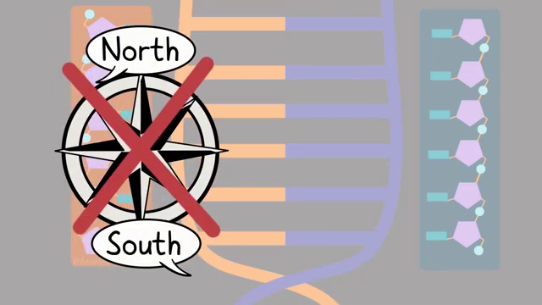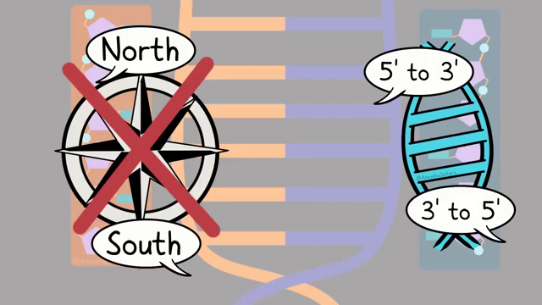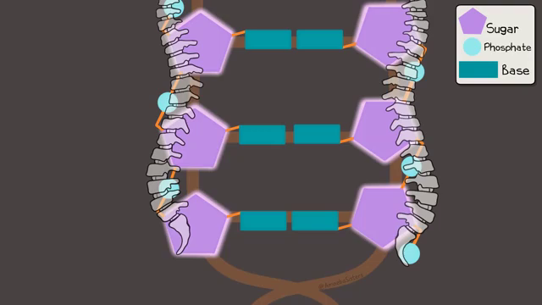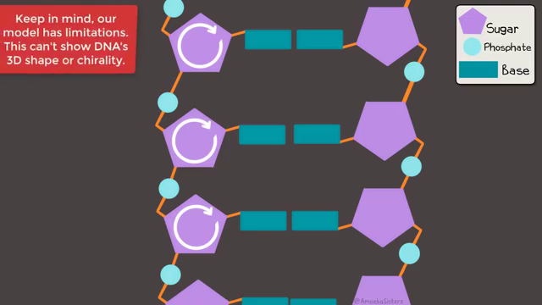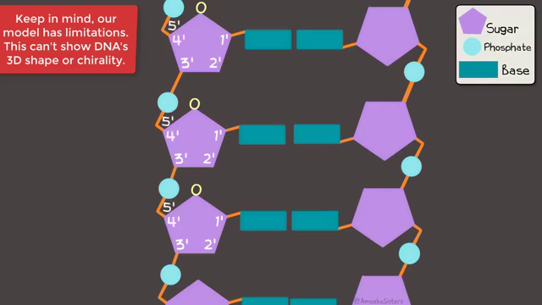Well, with DNA, we don't say north or south. We say DNA either goes 5' to 3' or 3' to 5'. What in the world does that mean? Well, the sugar of DNA is part of the backbone of DNA. It has carbons. The carbons on the sugar are numbered right after the oxygen in a clockwise direction. 1', 2', 3', 4', and 5'. The 5' carbon is actually outside of this ring structure.